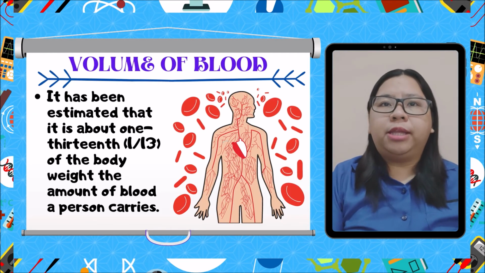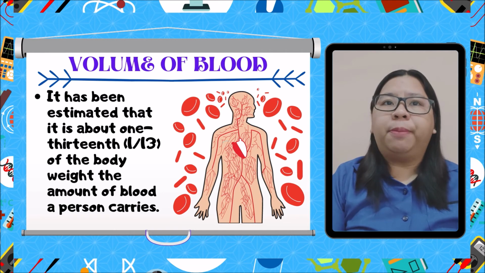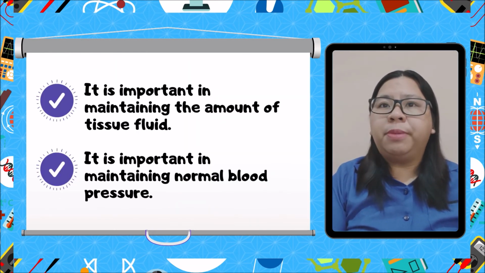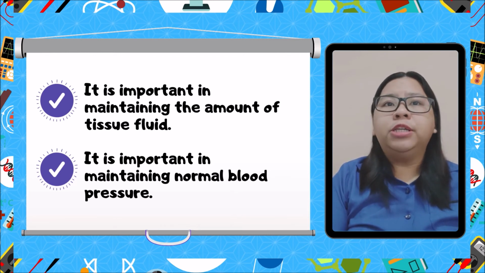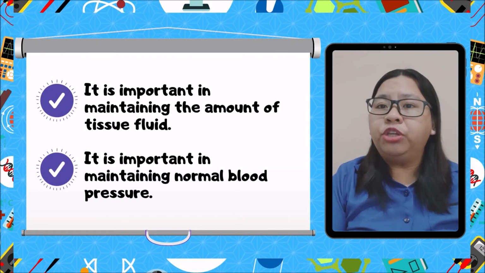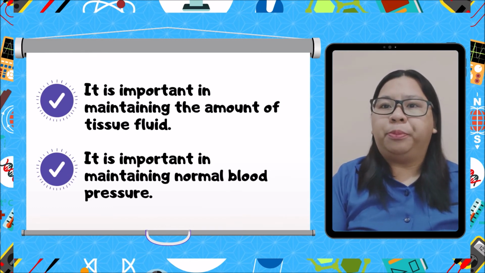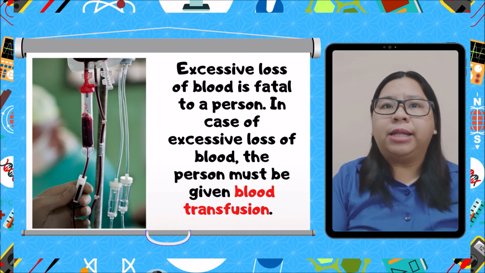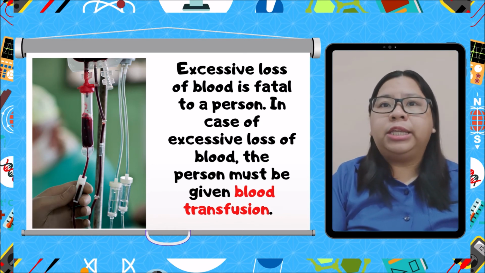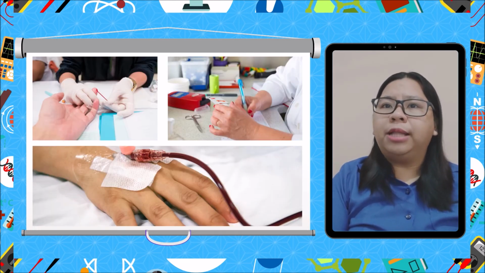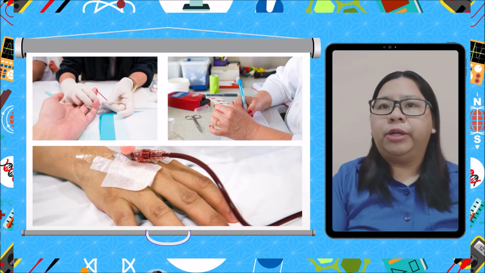It has been estimated that the amount of blood a person carries is about 1/13 of the body weight. This volume must be maintained for two reasons. First, it is important in maintaining the amount of tissue fluid, and second, it is important in maintaining normal blood pressure. Excessive loss of blood is fatal to a person. In case of excessive loss of blood, the person must be given a blood transfusion. However, the donor's blood type must be compatible with that of the recipient to prevent clumping of the red blood cells.